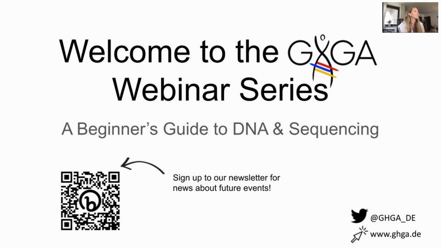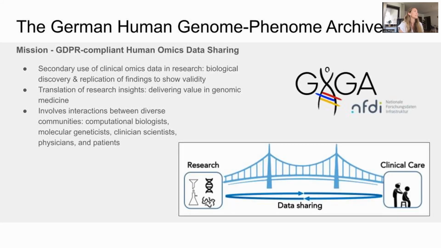Since this is the first installment, I wanted to briefly introduce what GHGA is to you. It's the German Human Genome-Phenome Archive, and our mission is to provide a basis for GDPR-compliant human omics data sharing, which will enable the secondary use of clinical omics data for biological discovery and replication of findings. And this will involve interactions with very diverse communities like biologists, geneticists, scientists, physicians, and patients, etc. And for more detail, stay tuned for Nick's talk.